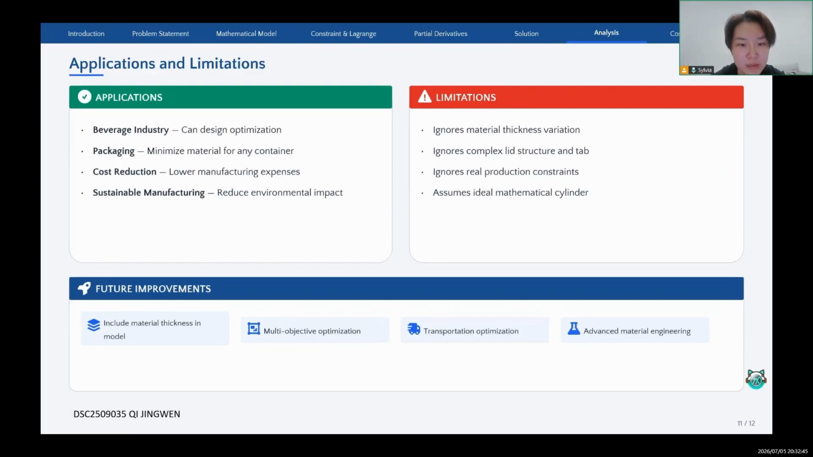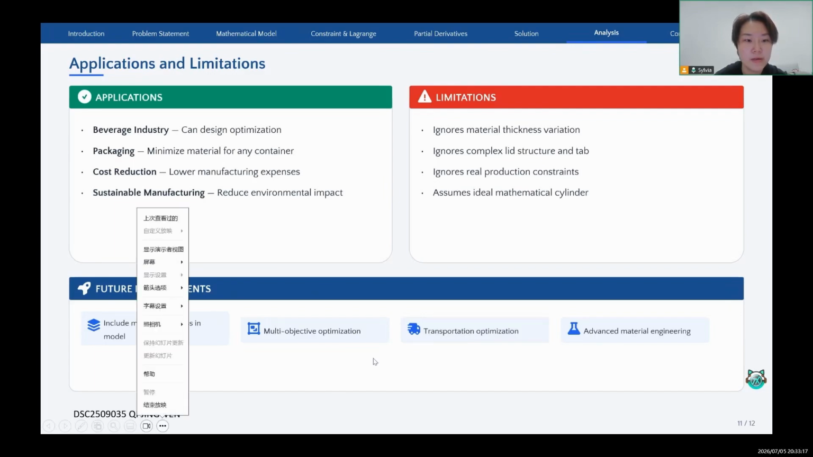To make the model better, we have three improvements. First, we can add different metal thickness to our calculations to match real factory production. Second, we can create a better system to balance the cost, can strength and hand feel at the same time. Third, we can add the shipping and size limits into our mathematical model, so the final design is more suitable for transport and storage.